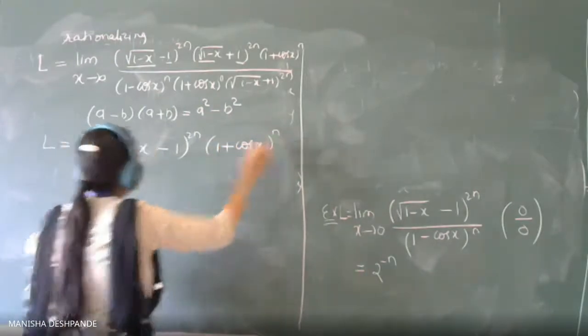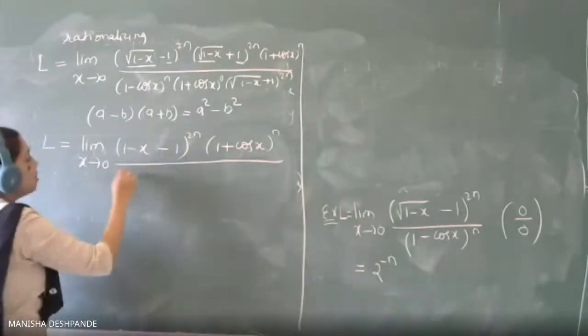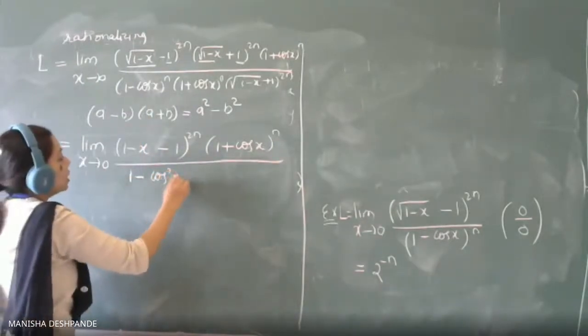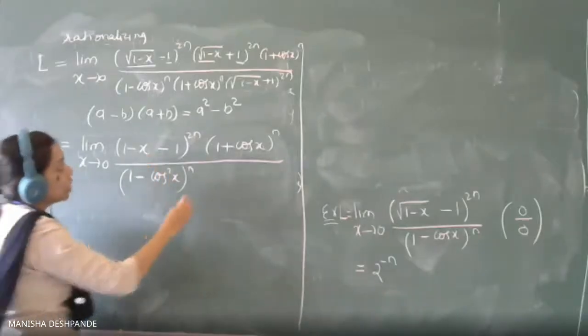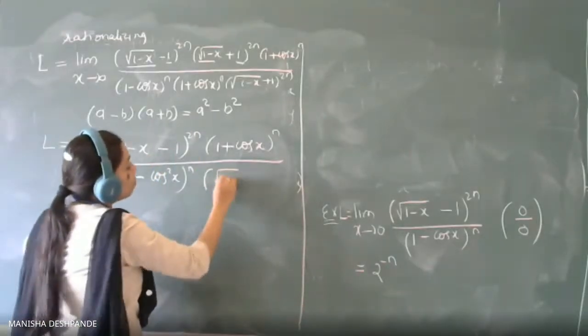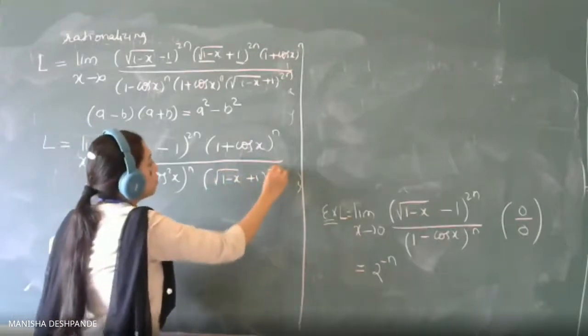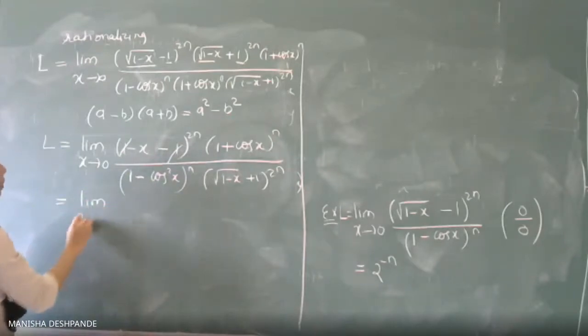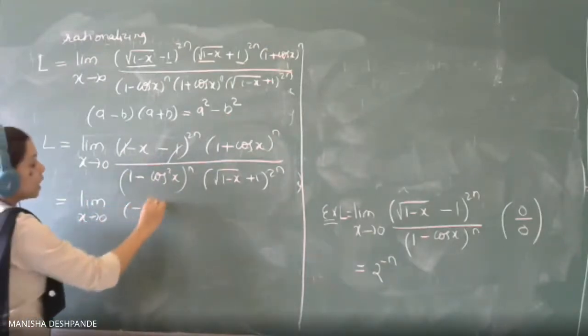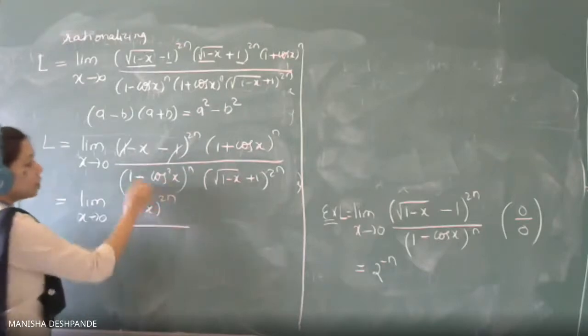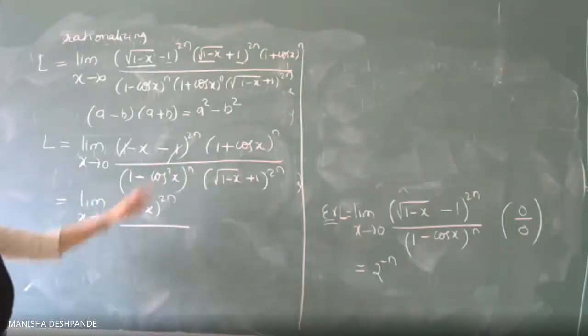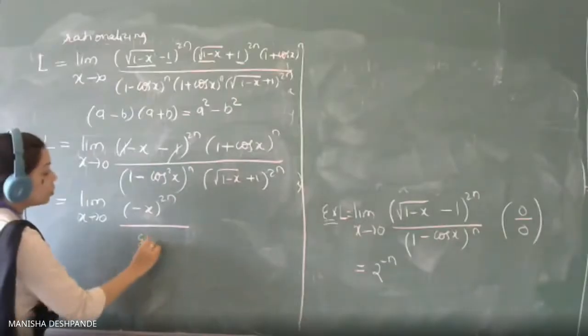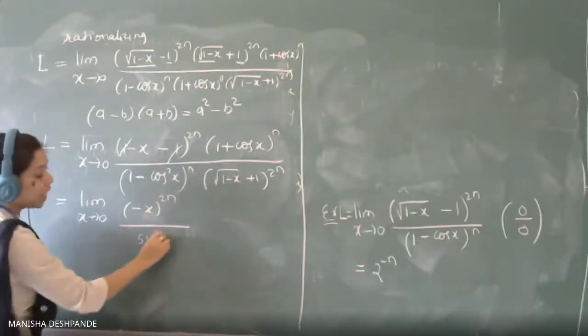This term is not making a problem. In the denominator, I get (1 minus cos square x) raised to n, which term is same, make the degree same. Let's see what happens to that. And then it is (root of 1 minus x plus 1) raised to 2n. Okay, so this plus and minus n gets cancelled. This is limit as x tends to 0 of minus x raised to 2n divided by, what is 1 minus cos square? Sine square. So it is sine square raised to n, so it is sine x raised to 2n.